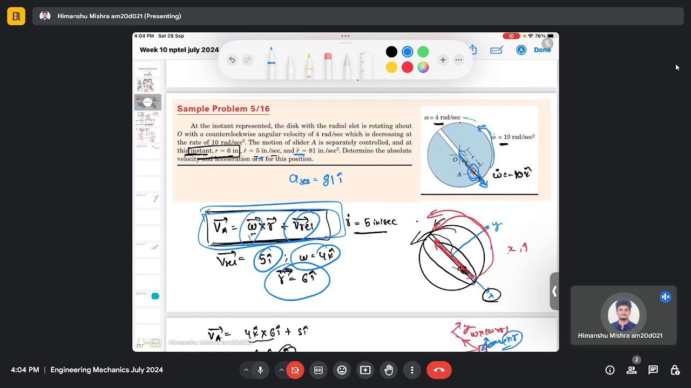So there is a relative motion occurring between the disk and the slider, right? The velocity of this relative motion is actually 5 inch per second, which is given here. So you need to identify that.